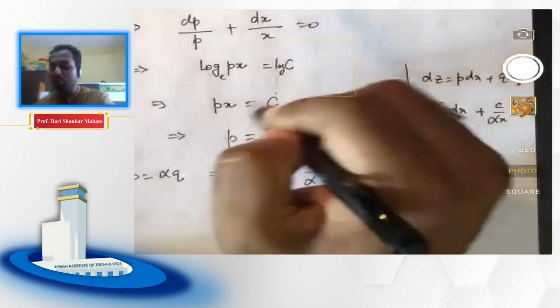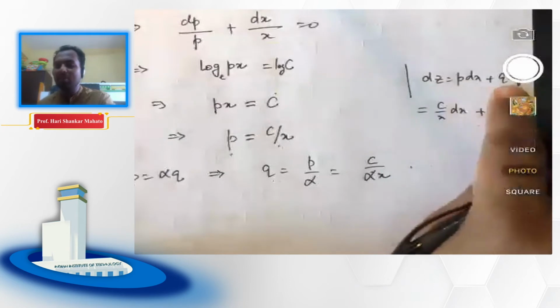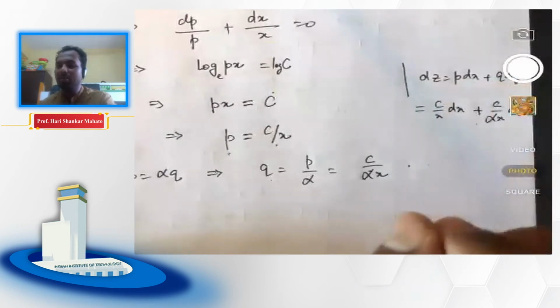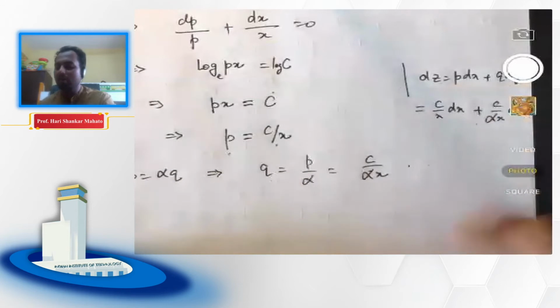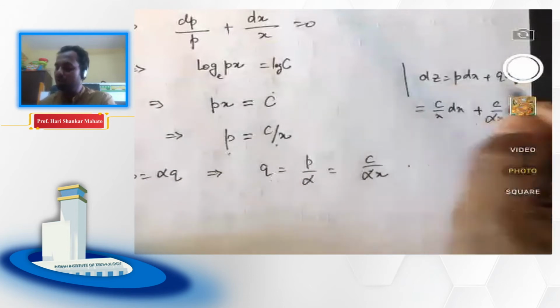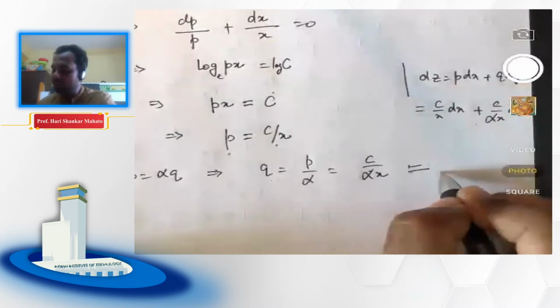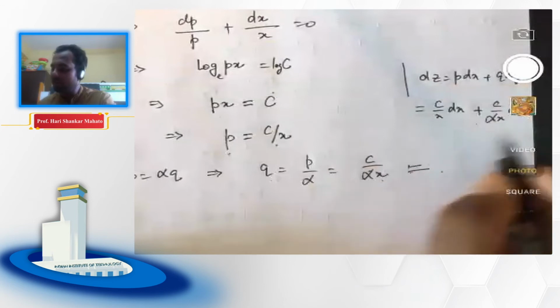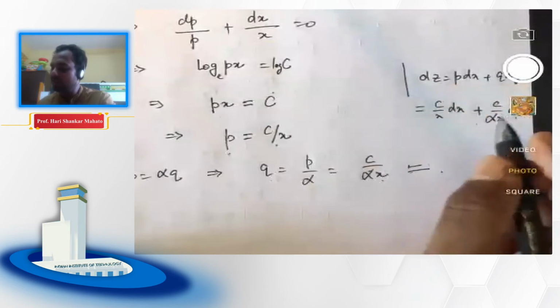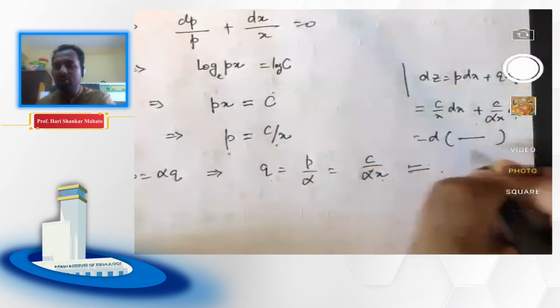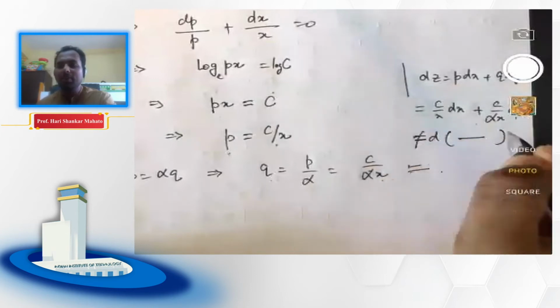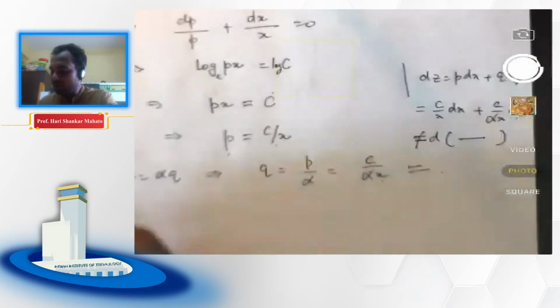So here is a way out: always look for the value of p and q so that this thing will become a complete differential, or you can write it as an integrable function. So to remedy this situation, because we got q equals to c by alpha x, I can substitute here, but it's not really d of some kind. So this is not becoming like that. So alternatively, we don't have to do this.